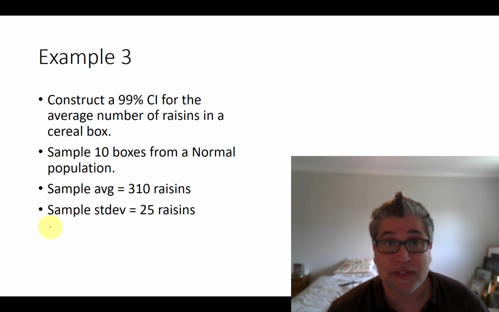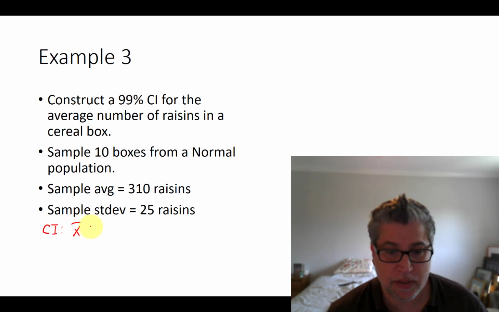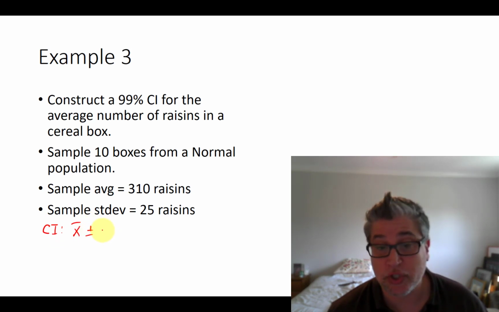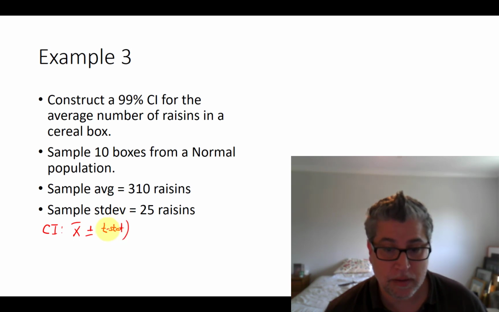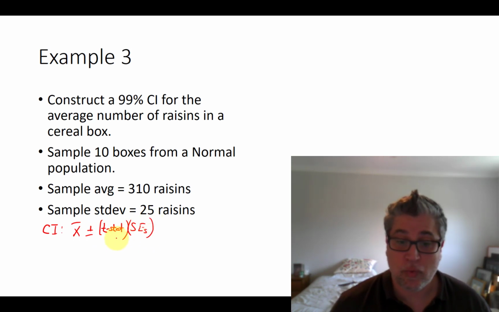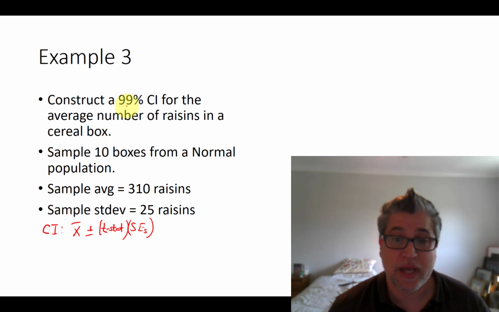So all the confidence intervals have the same pattern. It is your point estimate plus or minus margin of error. That margin of error is a certain quantity of standard errors. And the big question is, what's that quantity associated with a 99% confidence interval with a sample size of 10?